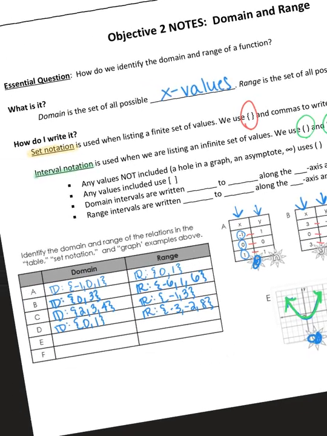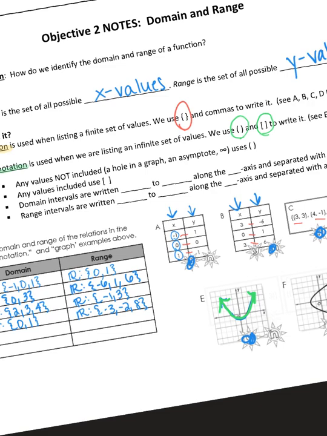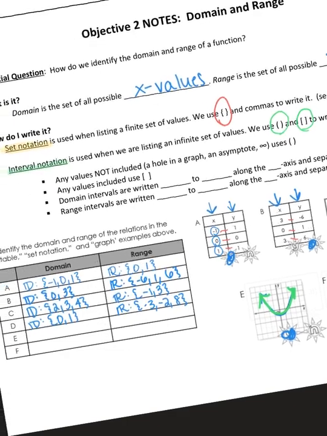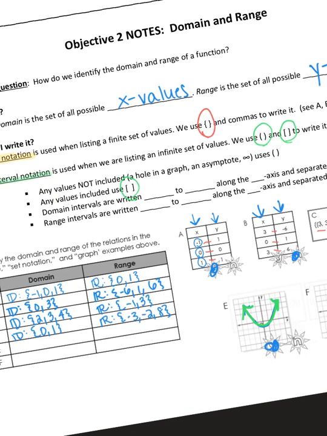Okay, so if a value is not included in the domain or range, meaning there's a hole in the graph, or you're headed towards infinity, we say that we can't ever quite get to infinity, so we can't include it. If the value is included at the end of the graph, then we use this kind of bracket. Okay, sorry, I misspoke a second ago. We're talking about parentheses when the value is not included.